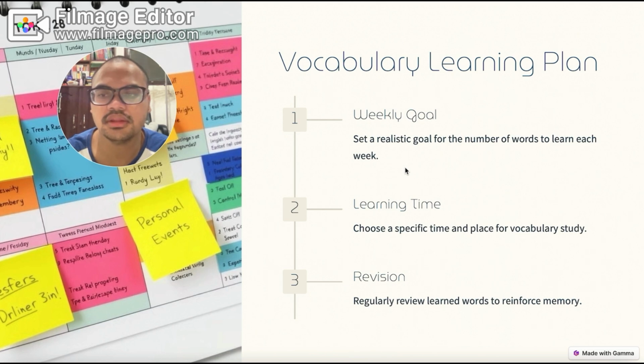Secondly, you need a learning time. Choose a specific time and place for vocabulary study. That way, your focus should not be suspended or obstructed by other things. And thirdly, revision. Regularly review learned words to reinforce memory and not make you forget about them.